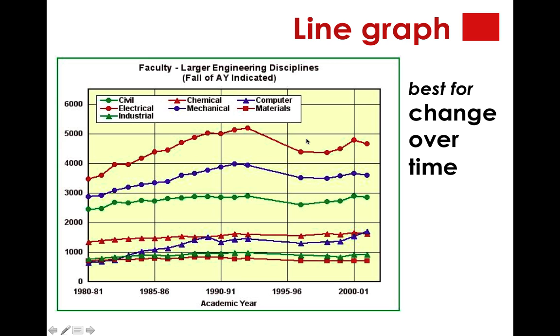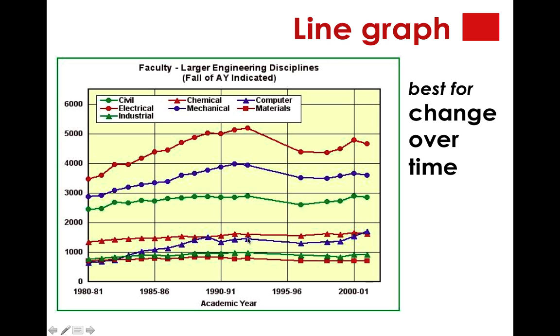This shows how the number of faculty in different engineering disciplines has changed over 20 years. There was a drop in the early 90s that picked up some, but it's been hard to get back to the highs of around 1991. Each line here has a different color and shape to help us figure out, okay, where's electrical engineering? Well, that's top. Where's computer engineering? Blue triangle, that's down here.